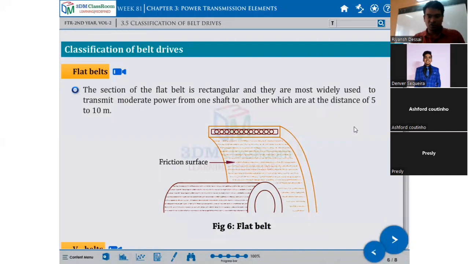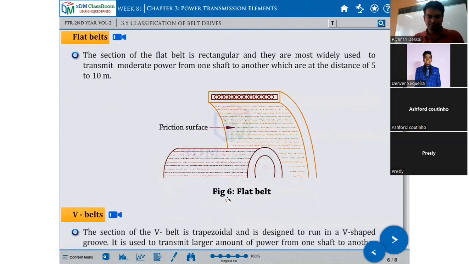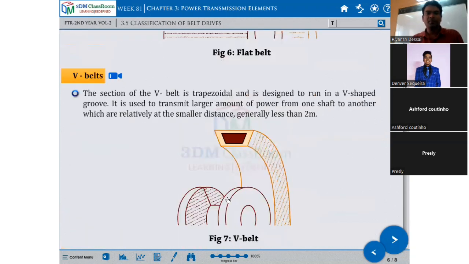The friction surface is shown here. The belt below is like this, a friction surface. Next is called the V belt. The V belt's rubber cross section is shown here. This trapezoid is the cross section of the V belt. It is not a full V, but a cut one, because it has to go inside the V groove.